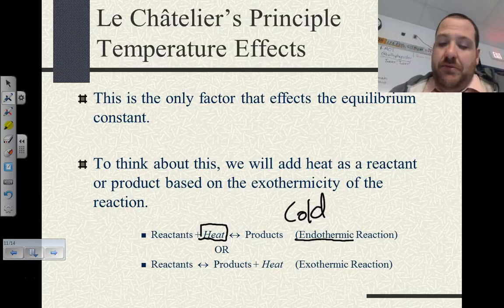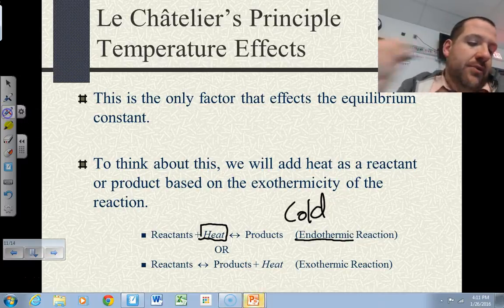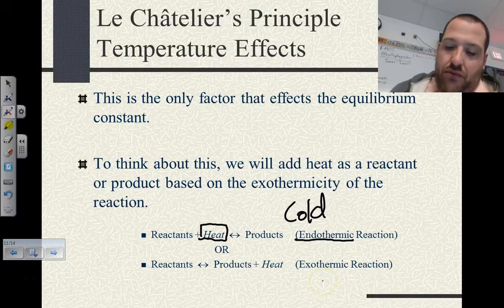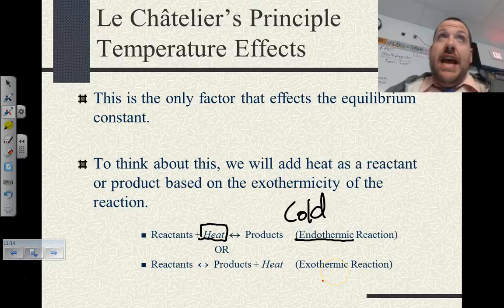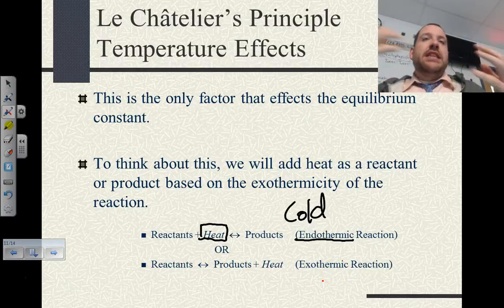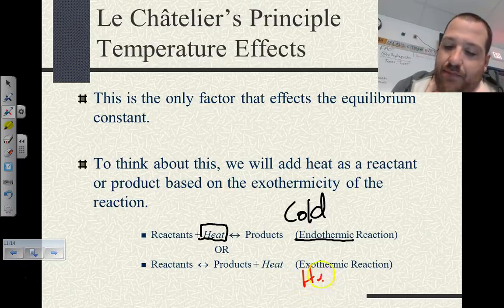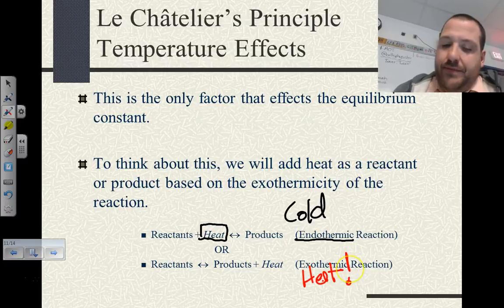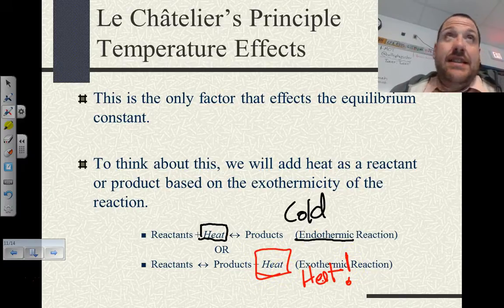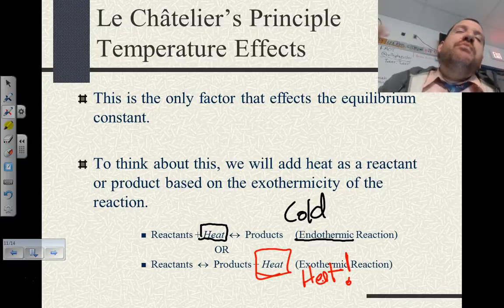Now, just the opposite would be something like a combustion reaction, and I will appropriately change this to red. Okay, like a combustion reaction, now you have the heat that is being released. There's extra heat, so because there's extra heat, this is going to be a hot reaction. And now, because heat is being released, heat is considered a product.